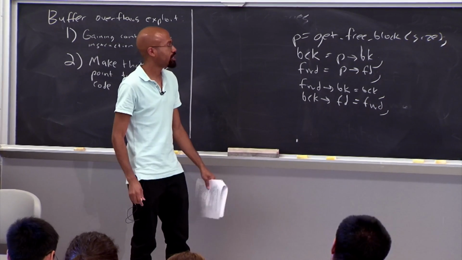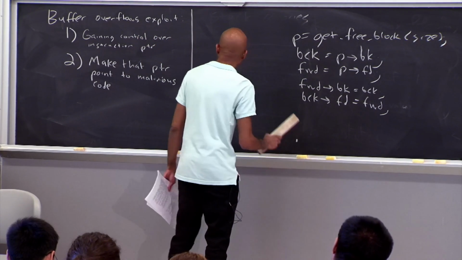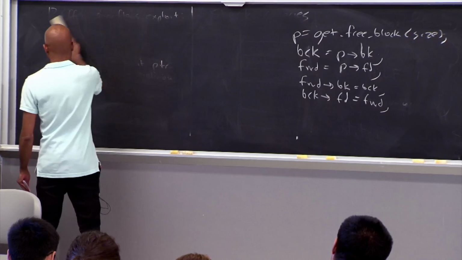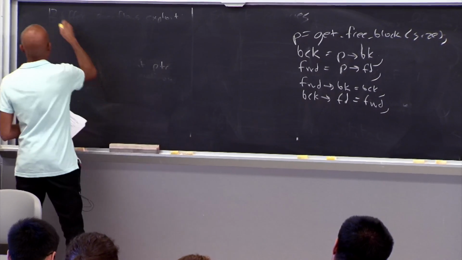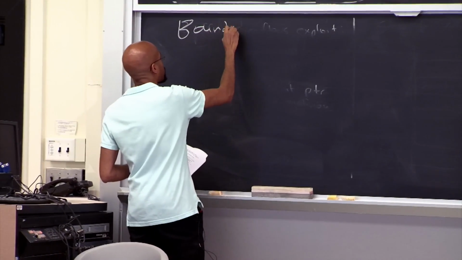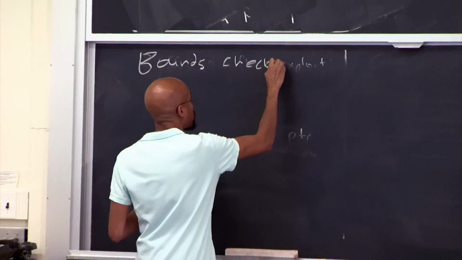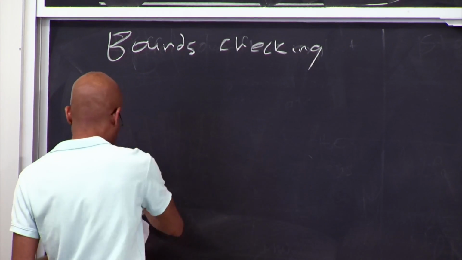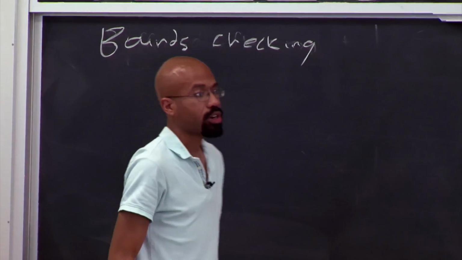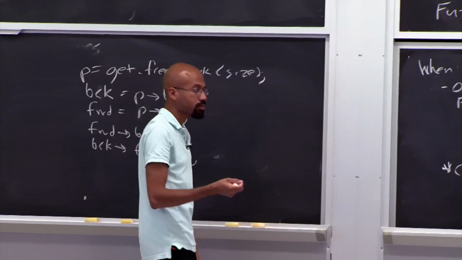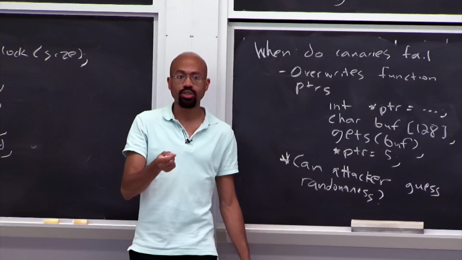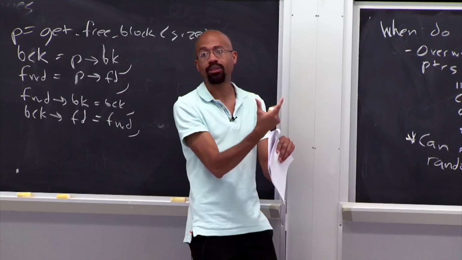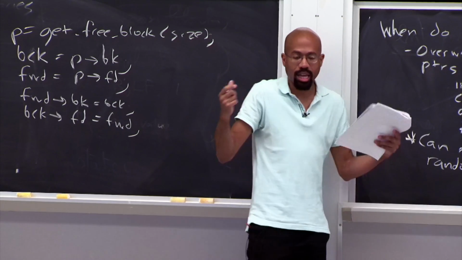Okay, so now let's get to another approach for getting rid of some of these buffer overflow attacks, and that approach is bounds checking. The goal of bounds checking is to make sure that when you use a particular pointer, it only refers to a memory object, and that pointer is in the valid bounds of that memory object. So that's the base idea.